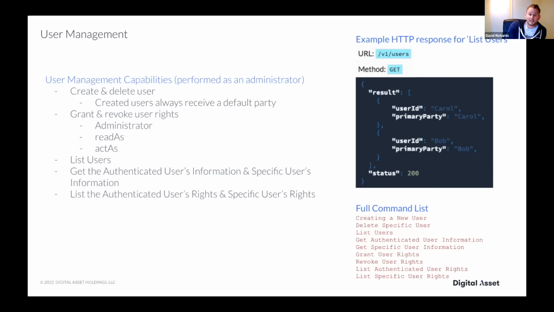And as you'd expect, list authenticated user rights and list specific user rights will then give you the user rights of the authenticated user or for a specific user that you request. And then on the right-hand side of the page here, I've just given you an example. You can find a number of these in our documentation where you can list users. And then I've given you the full list on the bottom right. Again, you can find the rest of these in the user management section of the documentation.